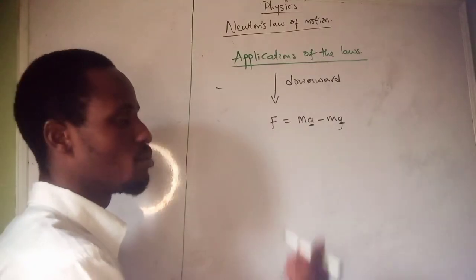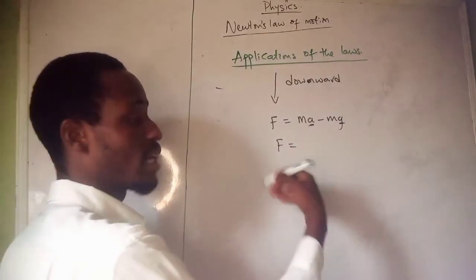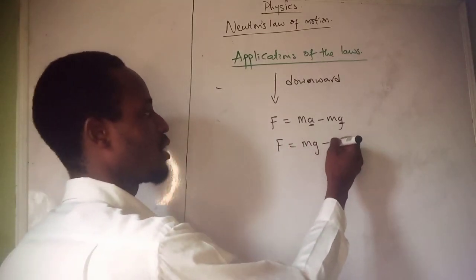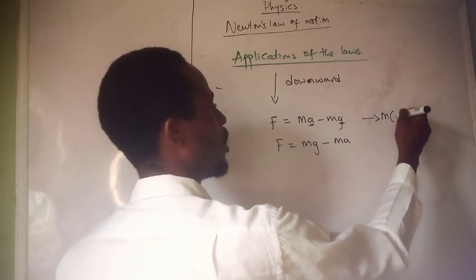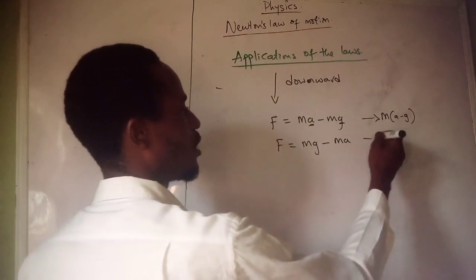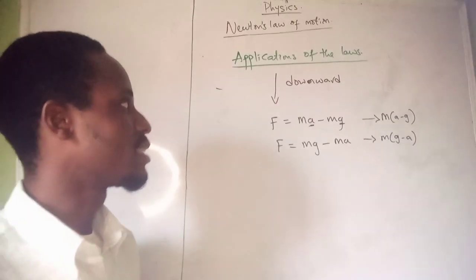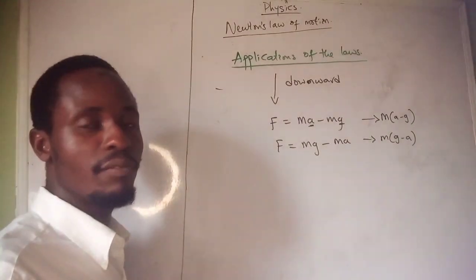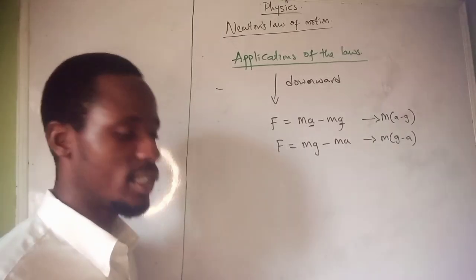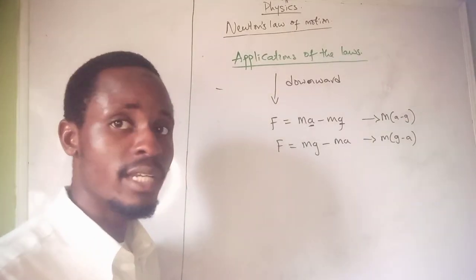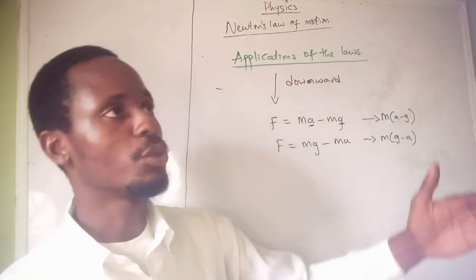But if the lift is moving downward with acceleration less than gravity, it's going to be mg minus ma. So the two formulas could be m into a minus g, and you have m into g minus a. Now the last situation is if the lift is moving downward without control. That means the lift is not controlling itself, so definitely the lift will be traveling at the acceleration due to gravity.